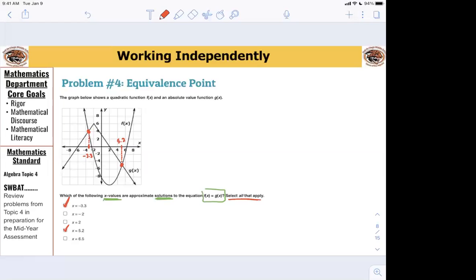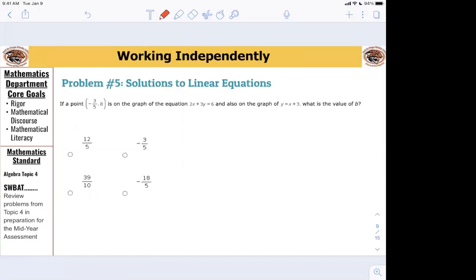Questions on number 4? All right. Number 5, this one was a little bit tricky. I had a lot of questions about this one. Even while you guys were taking your test, I had a few people asking. So I'm glad we'll go over it.